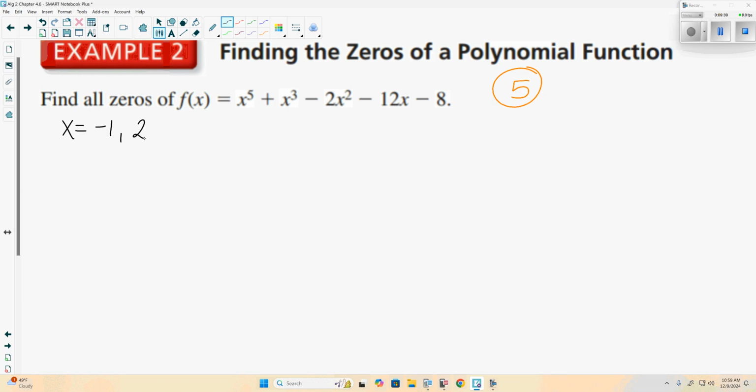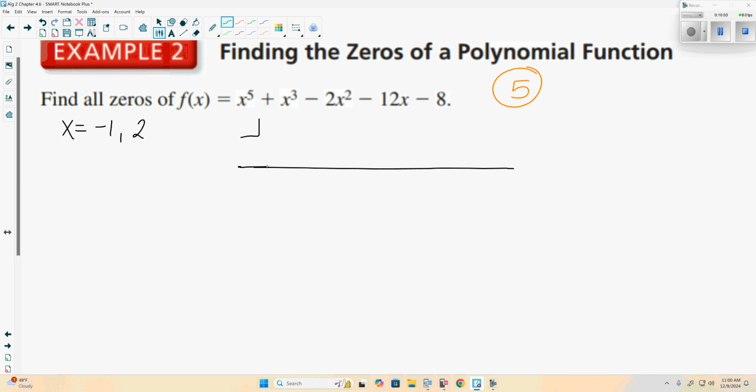So we know for sure that x is equal to -1 and x is equal to 2. Now at -1, we did see that the graph came up, touched the x-axis, and went back down. It looks like it might not have crossed there. So there's a chance that -1 might work twice, because anytime the graph touches but does not cross, it means that zero is going to show up more than once.